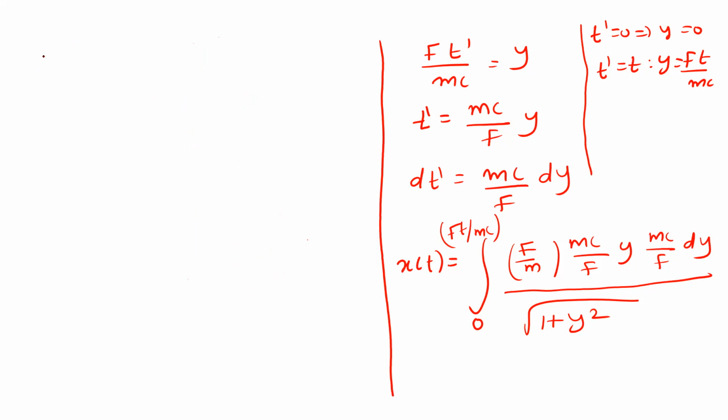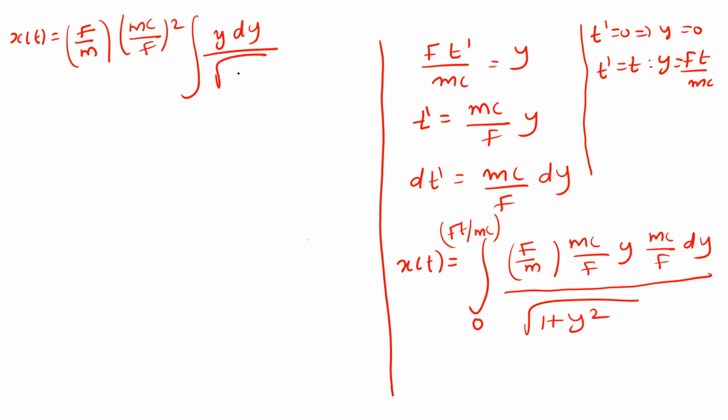All right, I'll do it here. So x of t is equal to, so this f by m. You have got mc by f, mc by f, so that you can pull out. I'll write it like this. F by m is a constant. You also have mc by f square as a constant. And then you simply have y dy divided by square root of 1 plus y square.